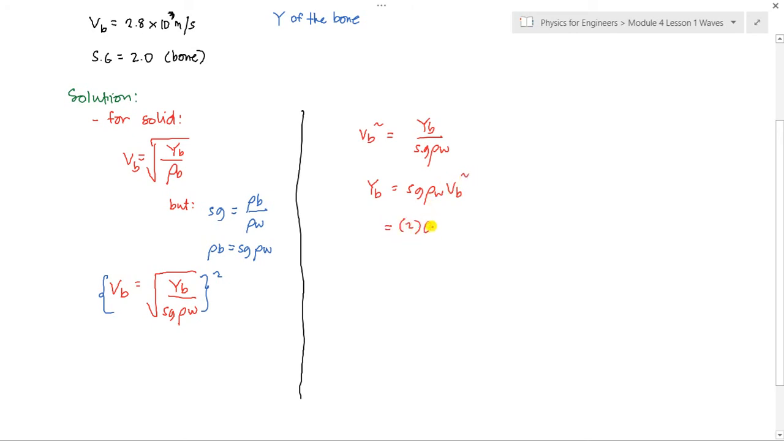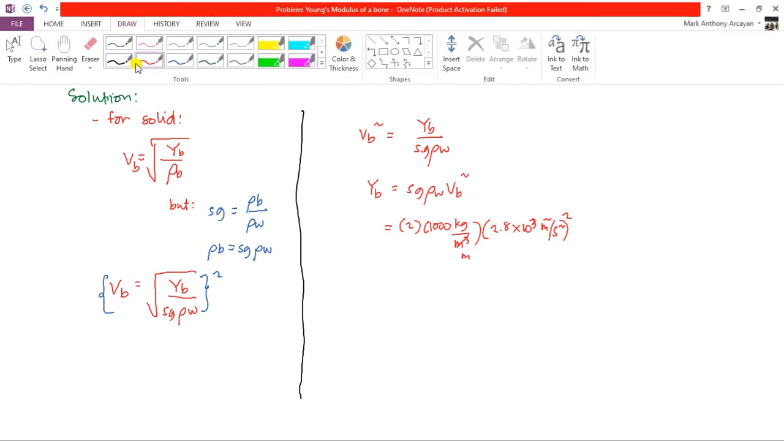So Sg is 2, the density of water is 1000 kilogram per cubic meter, and the velocity here is 2.8 times 10 to the power of 3 meter per second, squared. So the units are meter squared over second squared, and the meters cancel, leaving kilogram per meter second squared. We all know that kilogram per meter second squared is equal to Newton per meter squared. That is the unit for Young's modulus.